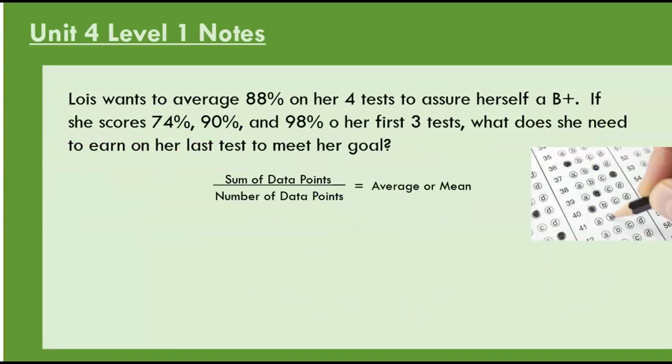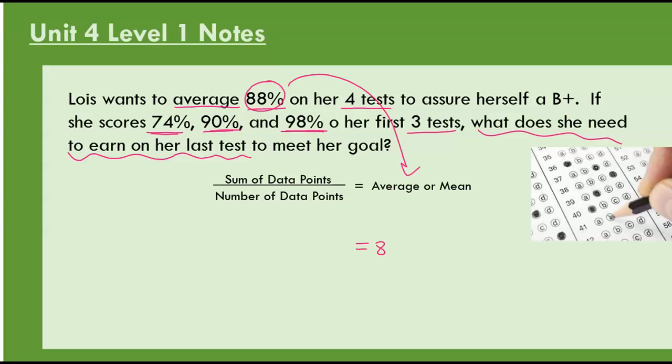Now we're going to use average to find a missing data point. Here Lois wants to average 88% on 4 tests to assure herself a B+. If she scores a 74%, 90%, and 98% on her first 3 tests, what does she need to earn on her last test to meet her goal? A very common mistake that kids do is they add up these 3 scores and divide by 3. But here we know our average is 88%, so we have to substitute that in here.